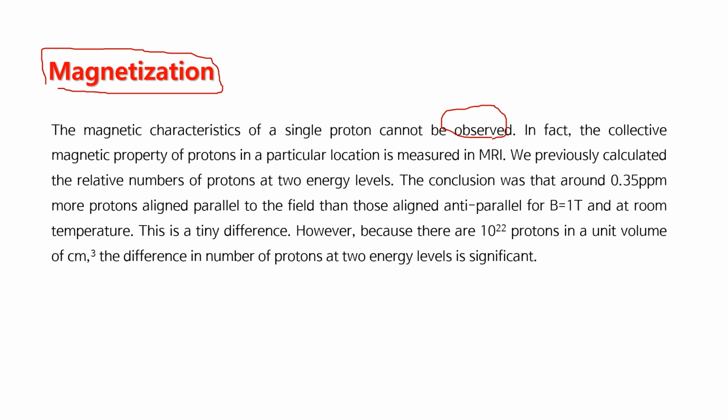We previously calculated the relative numbers of protons at two energy levels. The conclusion was that around 0.35 ppm more protons aligned parallel to the field than those aligned antiparallel, for about 1 Tesla of field and at room temperature. 0.35 ppm, this is a very tiny difference. However, because there are 10 to the 22 protons in a unit volume of cubic centimeter, the difference in number of protons at two energy levels is significant.